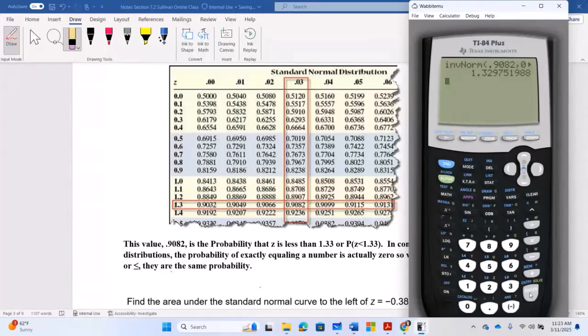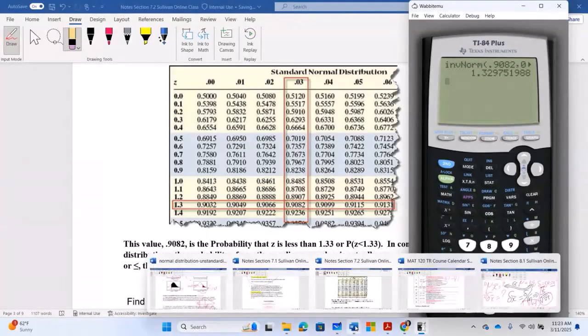Therefore, if I approximate this to 2 decimal places, I have that the 91st percentile is the same as 1.33, approximately. So anytime you are told to find the Z value corresponding to a number given to you inside the normal curve, of course, that number has to be less than 1. It cannot be up to 1. It cannot be more than 1.